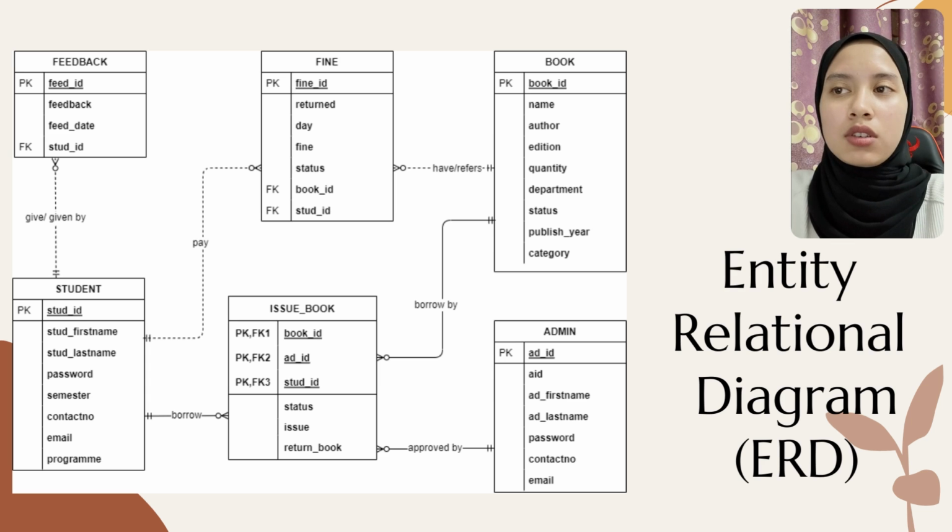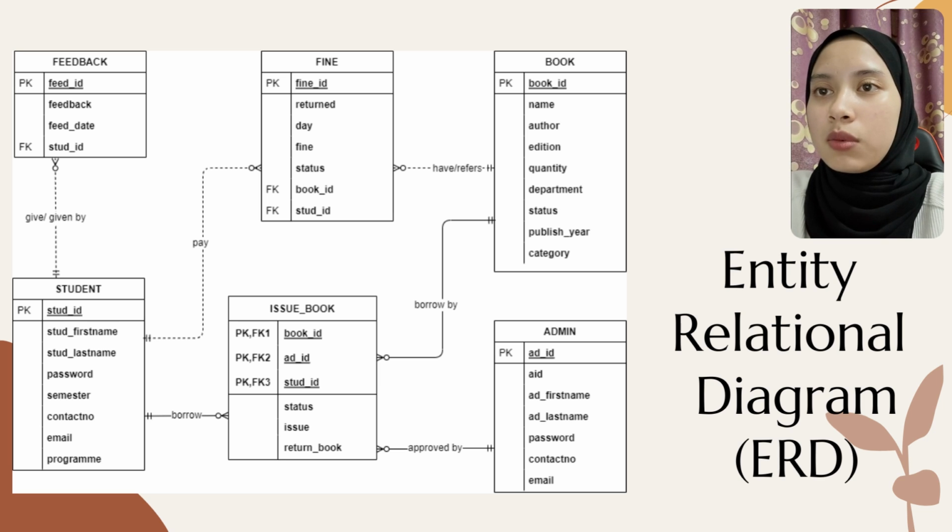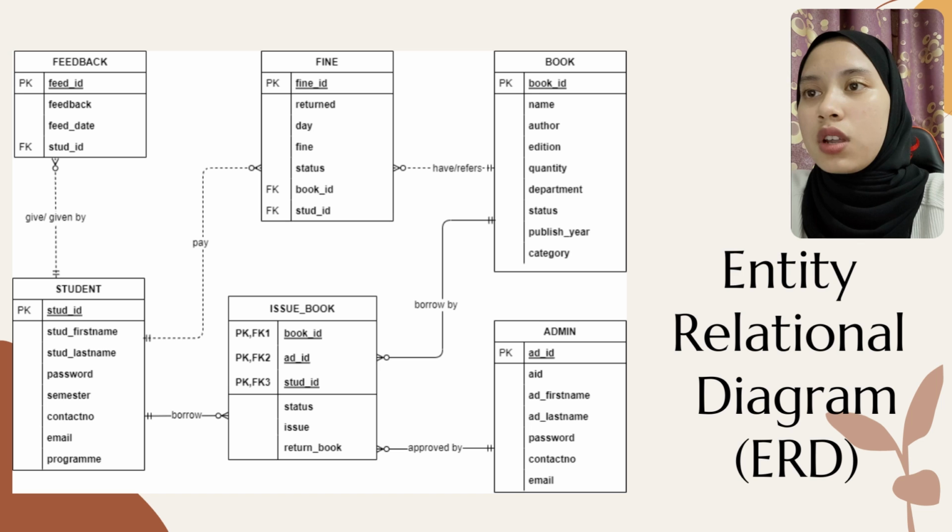So next, I'm going to continue with the entity relational diagram, ERD. So we have 6 tables. The first table is feedback, connected to the student table as a foreign key, and then we have the fine table connected to the student and the book table as a foreign key, and then we have the book table, the student table, and then the admin table, and we have one bridge table connected to the book, student and admin tables as its foreign key.